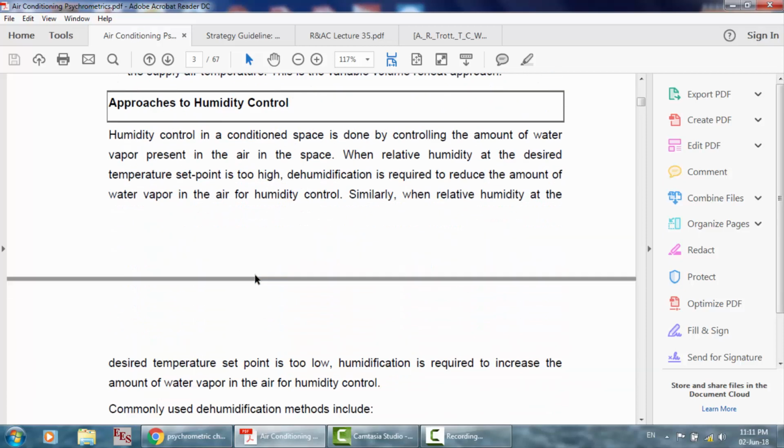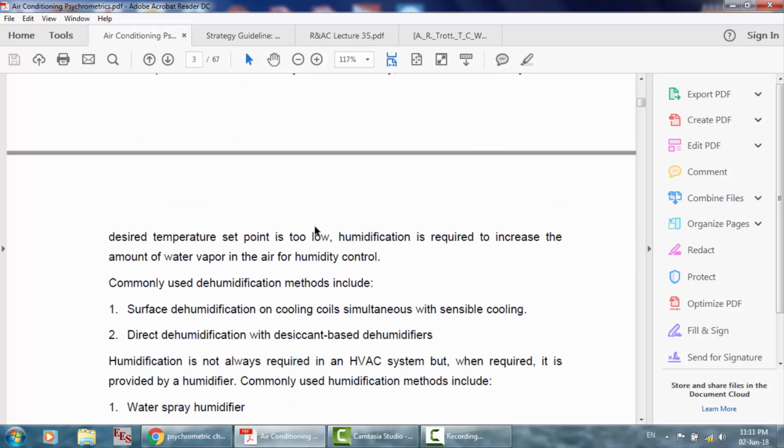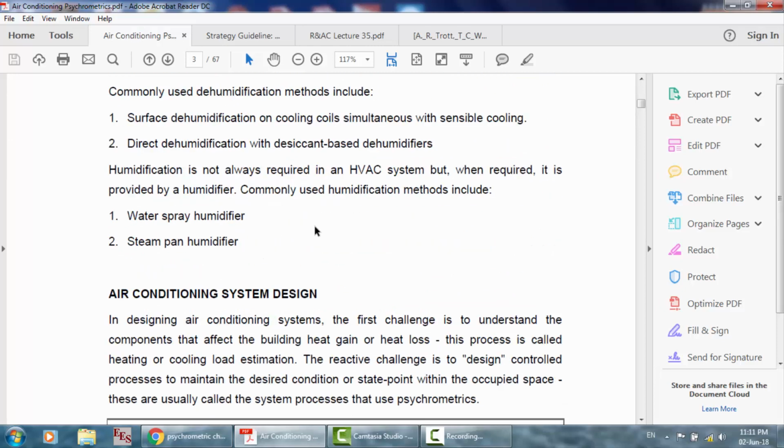Approach to humidity control. We have many things here. So humidity control in a conditioned space is done by controlling the amount of water vapor present in the air in the space. When relative humidity at the desired temperature set point is too high, dehumidification is required to reduce the amount of water vapor in the air for humidity control. And you can check out all these things by yourself in detail.